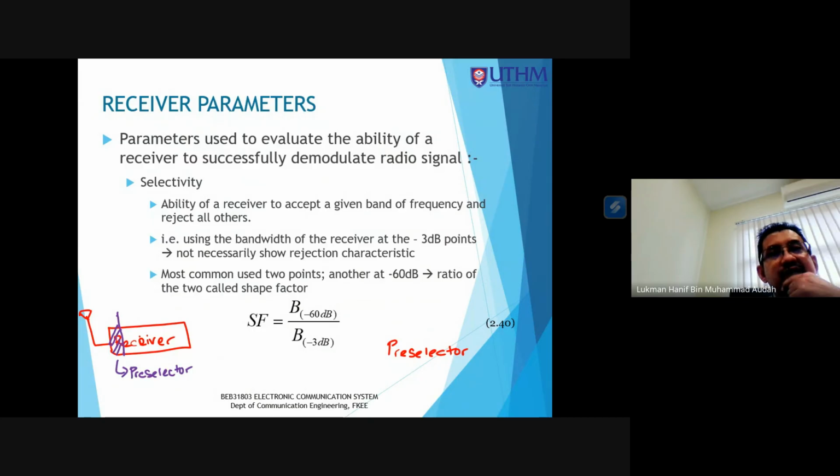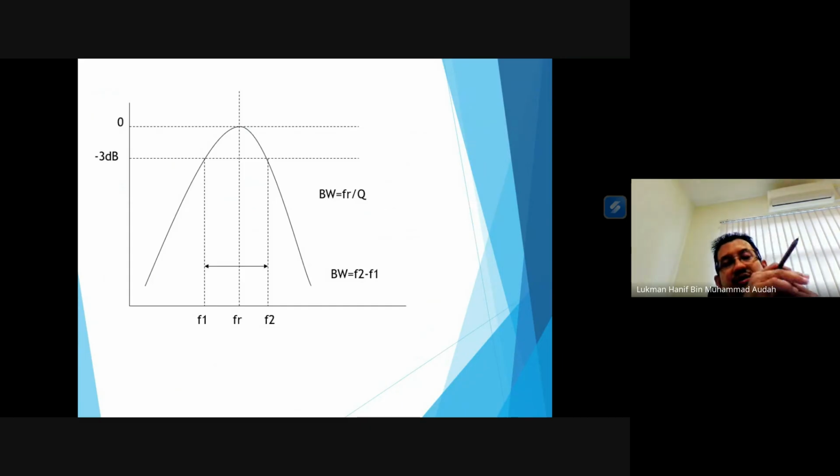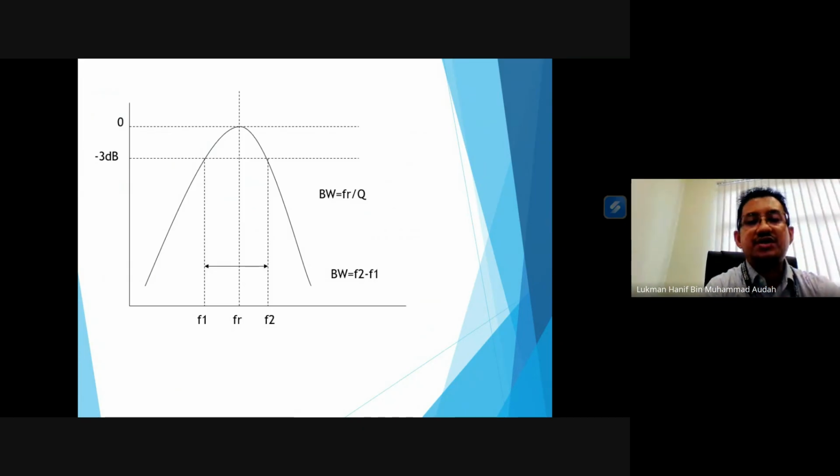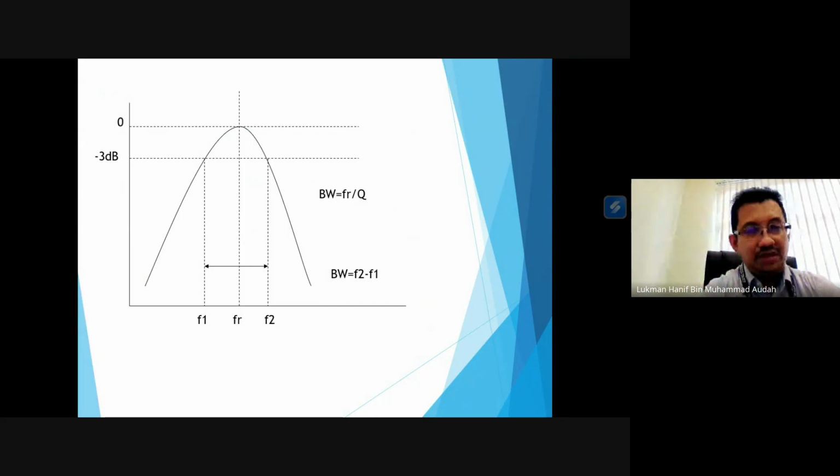Okay, so the pre-selector contains a set of filters to select the desired frequency. For a filter, the frequency response curve looks like this. It is a bell-shaped curve. Ideally, I want my filter to have sharp cut-off frequencies.